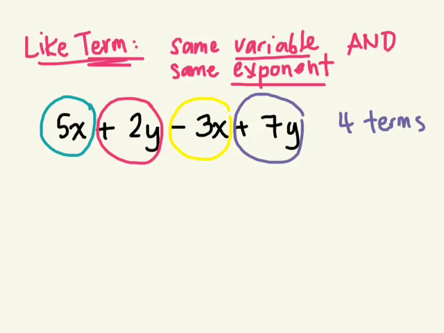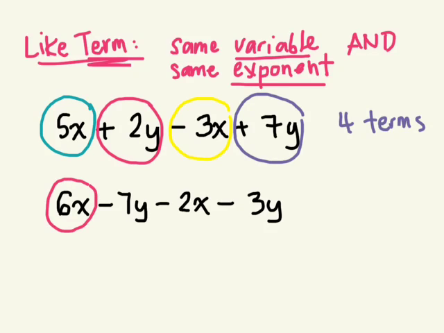Okay, so we're going to look at what makes a term a like term. Which of these terms are like terms, Shrina? 6x and negative 2x. Those are like terms. These can go together because they have the same variable. And which other terms can go together? Good. Negative 7y and negative 3y.